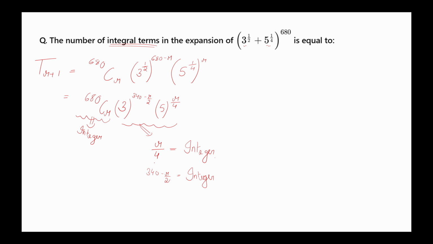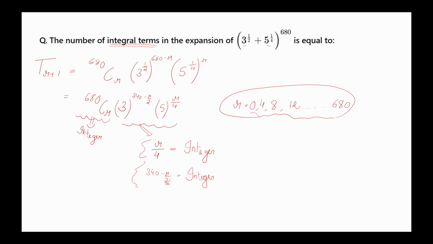Now when can I say that r by 4 would be an integer? When r is a multiple of 4. So r should be either 0 or 4 or 8 or 12 and goes on up till 680. 680 is also divisible by 4, so that is the end term. And these values of r would also satisfy this. So basically I have to find the intersection of the values that satisfy this part and this part, and my intersection would come out to be this only.